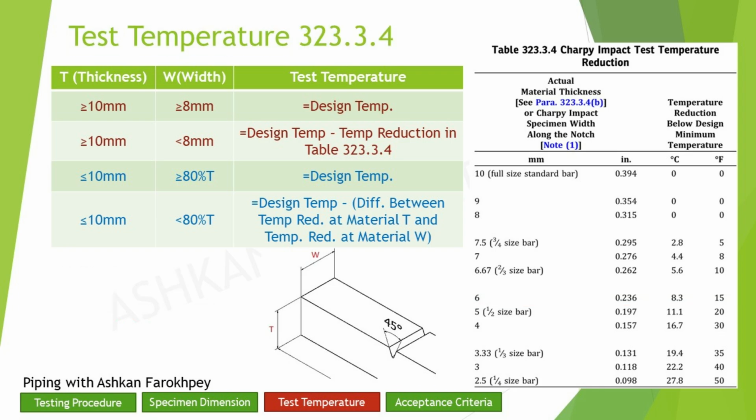At the second scenario, which is highlighted by blue, the material thickness is below 10 mm. Under this condition, if the width of the sample along the notch is higher than 80% of the material thickness, no temperature reduction in test temperature is applied, which means the test temperature is still equal to minimum design temperature. On the other hand, if the highest obtainable width of the sample is below 80% of the material thickness, we need to find the temperature reduction corresponding to material thickness. Then we find the temperature reduction corresponding to material width. The difference between these two quantities would be the final quantity that must be subtracted from our material minimum design temperature.